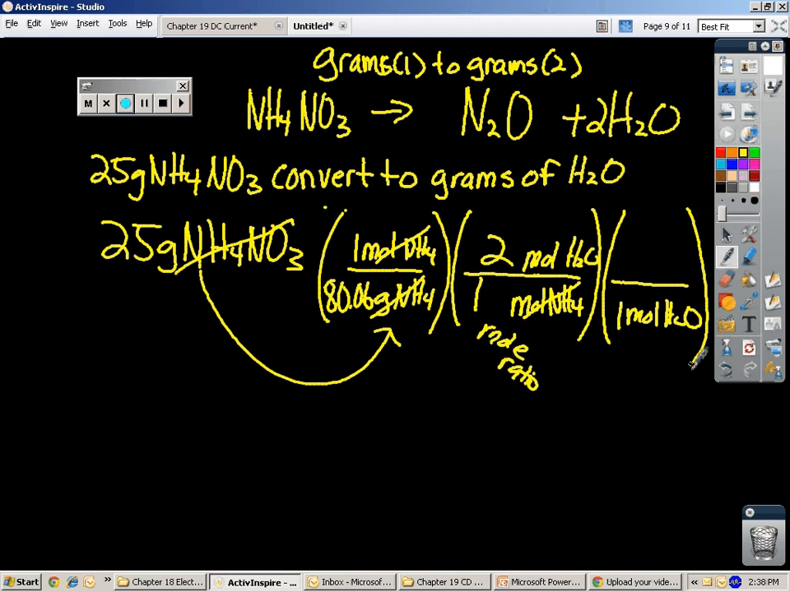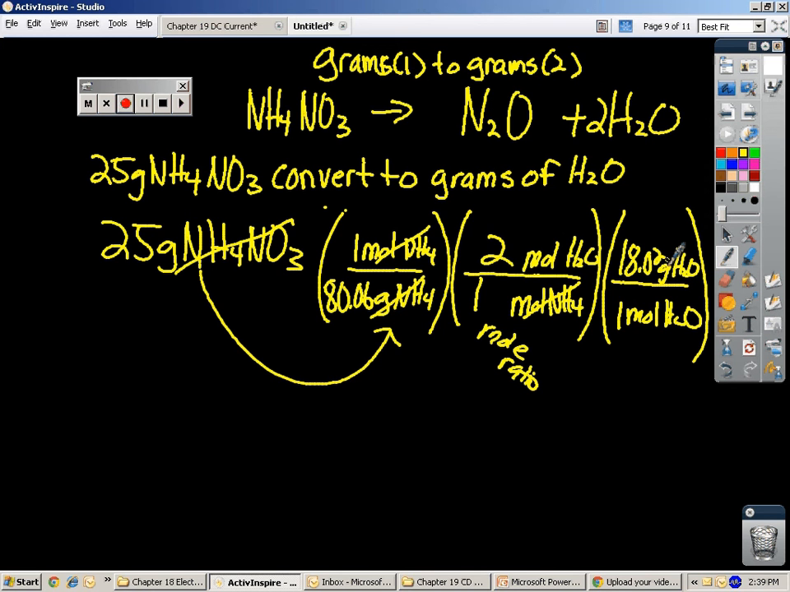And anytime you think of mass or grams, what should be the thing you think about? Molar mass. And what is the molar mass of water? 18.02. Very good. 18.02 grams of water. Okay. Yay. Yes.